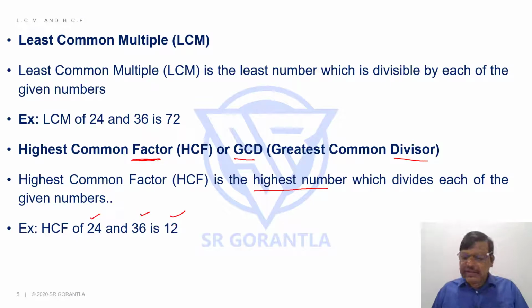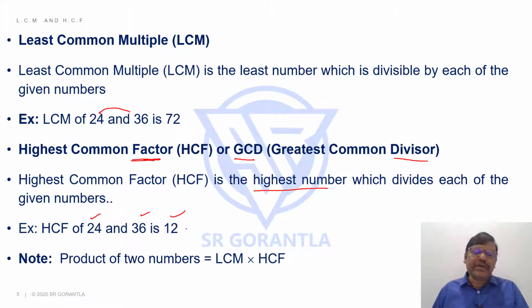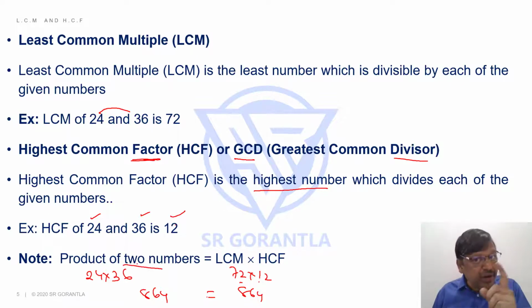right? Okay. And one more important observation, students: the product of two numbers will be equal to the product of their LCM and HCF. Suppose you take 24 and 36, what is the product? If you multiply, it will be 864. 72 into 12, LCM is 72, HCF is 12, 72 times 12 is 864. Is it equal or not? This formula applies only for two numbers. So the product of two numbers will be equal to the product of their LCM and HCF. Okay, you can pause the video, write this down or take a screenshot and then come to the next one.